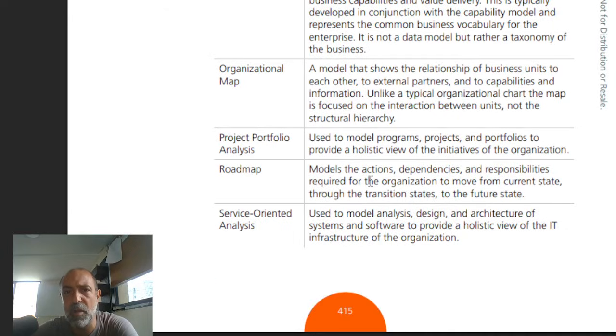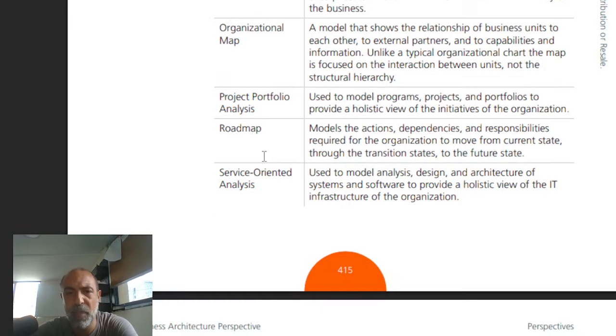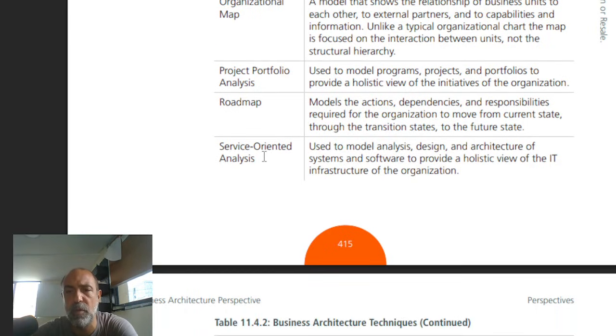Organizational map, a model that shows the relationship between the business units of each other and external partners to capabilities and information. Unlike a typical organizational chart, the map is focused on interaction between units, not the structural hierarchy. Project portfolio analysis, used to model programs, projects, and portfolios to provide a holistic view of the initiatives of the organization.